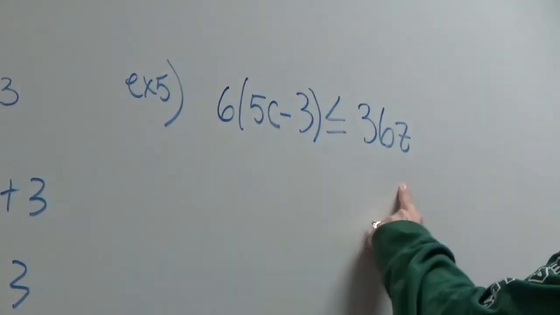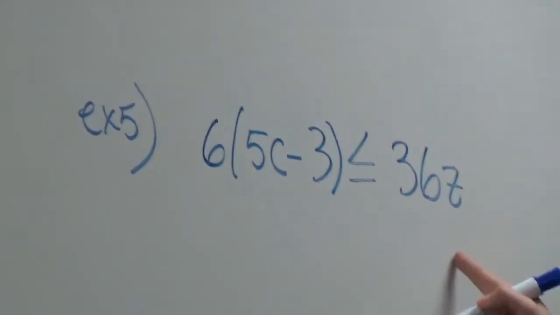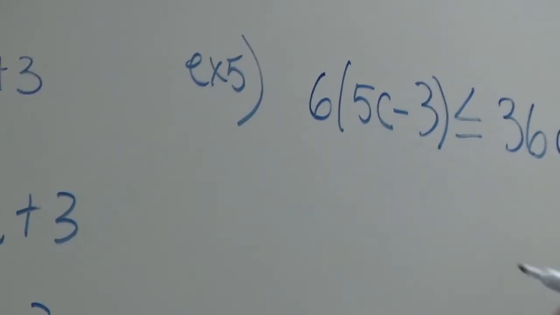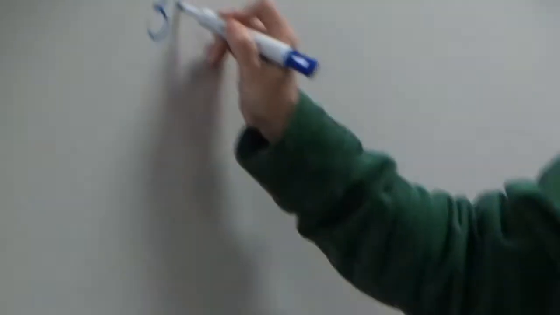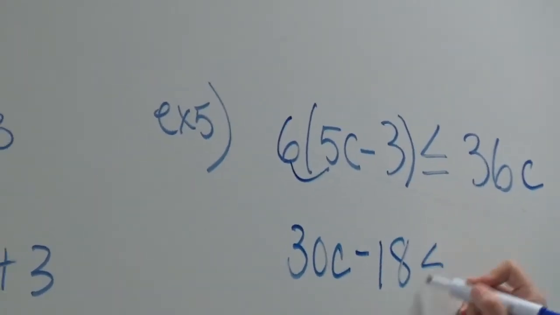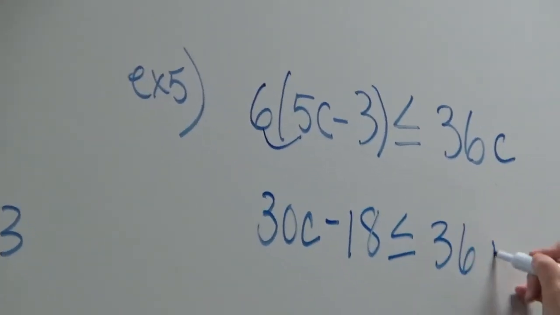Last one. Again, I'm going to have to distribute. Wait, this can't be right. I must have written this wrong. This must be a C, not a Z. Okay, so 6 times 5 is 30C. Positive 6 times negative 3 is negative 18, less than or equal to 36C.